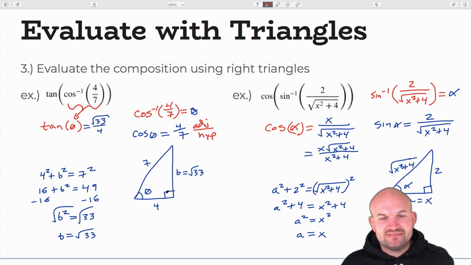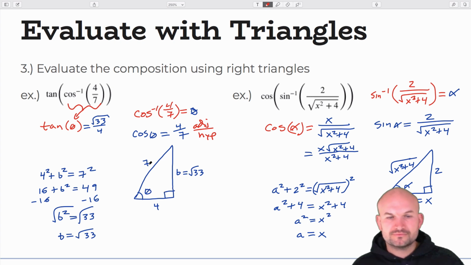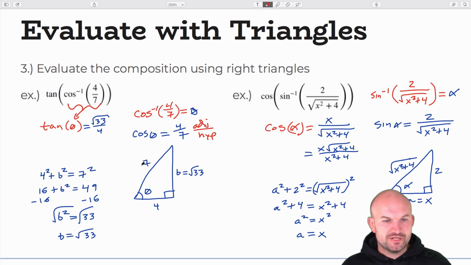So I put the 90 degrees here, put the theta here, and I say that's my adjacent, that's my hypotenuse. Do the Pythagorean theorem. This is a triangle in space, so we don't need to do plus or minus. And you can see the opposite side is square root of 33. So now the tangent is square root of 33 over 4. And there you go. You are done.